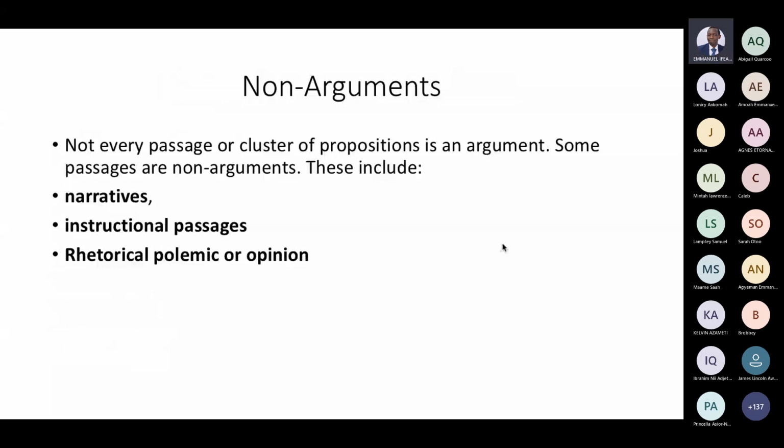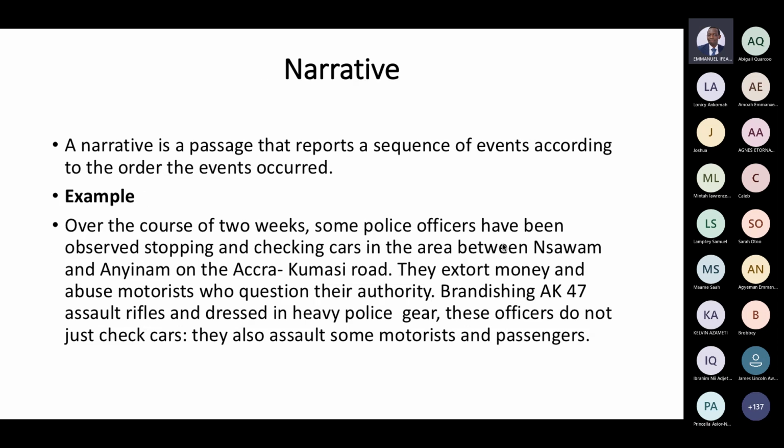Then we have non-arguments. Not every passage or cluster of propositions is an argument. Some passages are non-arguments, including narratives, instructional passages, rhetorical polemic, or opinion. Okay, so we'll begin with narrative. A narrative is a passage that reports a sequence of events according to the order the events occurred.